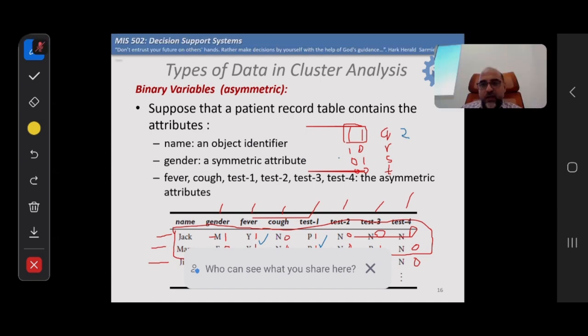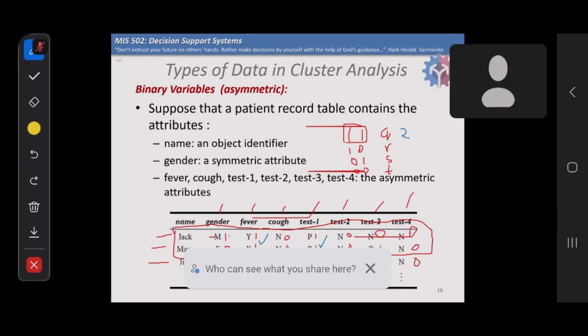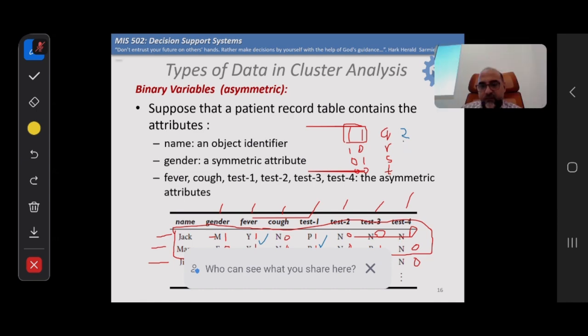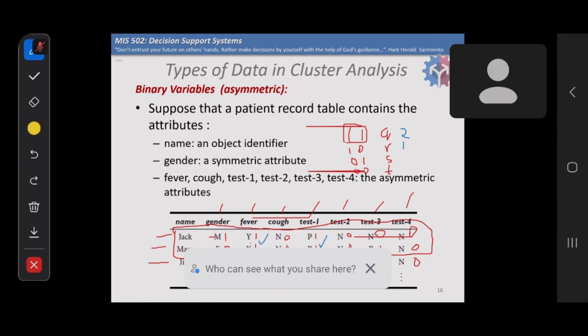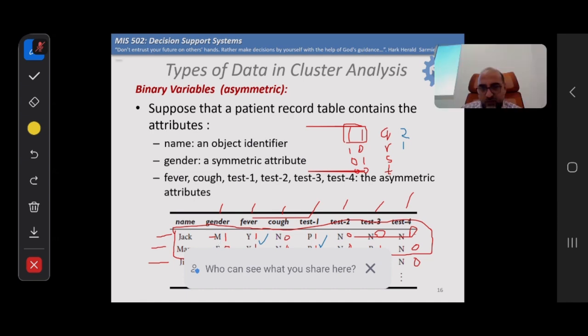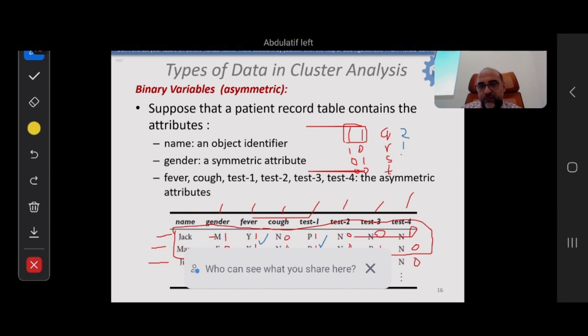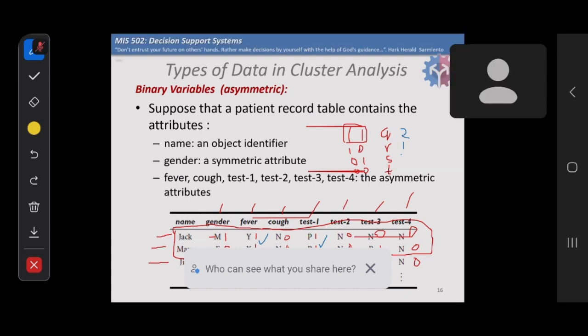So what is R? 1 and 0. Is this 1 and 0? Yes. Is there anyone else? No. Only one of them.